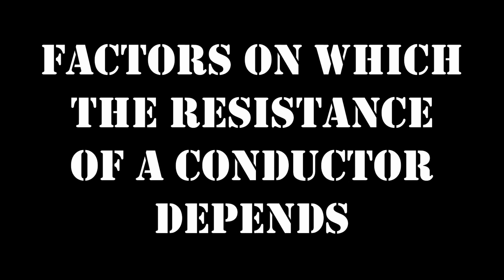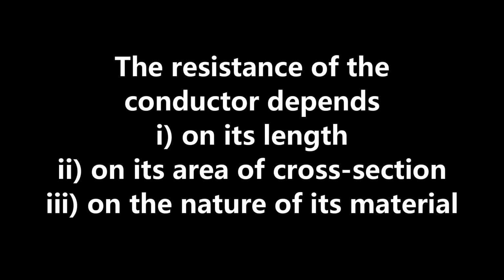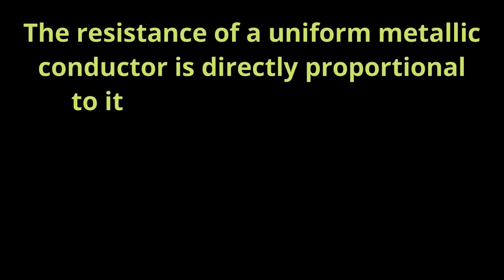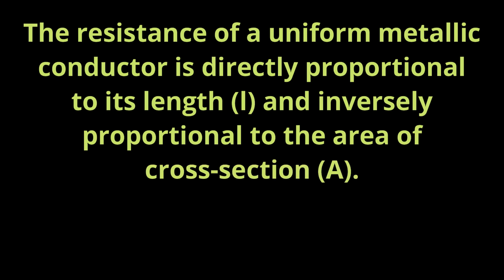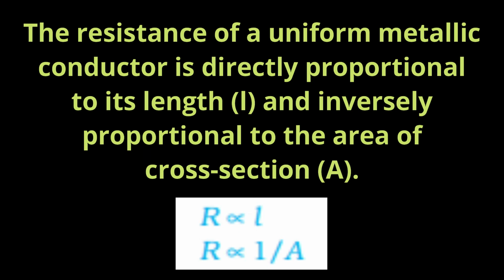The resistance of a conductor depends on its length, on its area of cross section, and on the nature of its material. The resistance of a uniform metallic conductor is directly proportional to its length and inversely proportional to the area of the cross section. That is, R is directly proportional to L, and R is inversely proportional to 1 by A, where A is the area of the cross section.